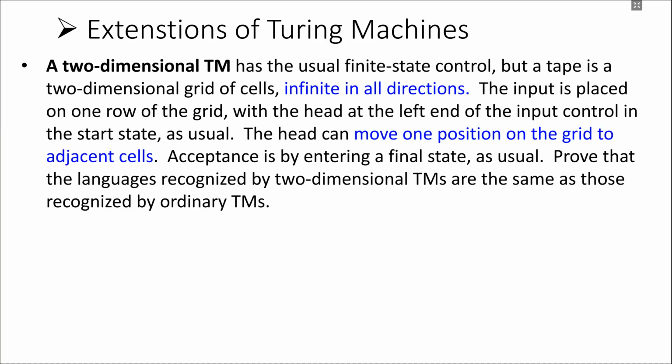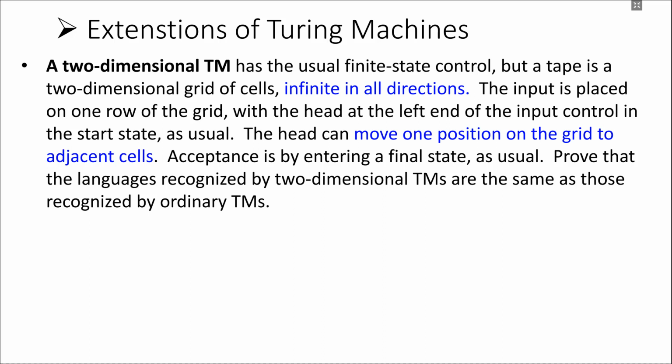I hope after this example you have a good understanding of the mechanism of a multi-track tape Turing machine. You can use those tracks to keep track of head positions, or use them to do computation on the input string, or store some other information. If you like, you can use this idea creatively in your homework answer. Let's check that problem in homework 10. It's a two-dimensional Turing machine with the usual finite state control, but the tape is a two-dimensional grid of cells, infinite in all directions.